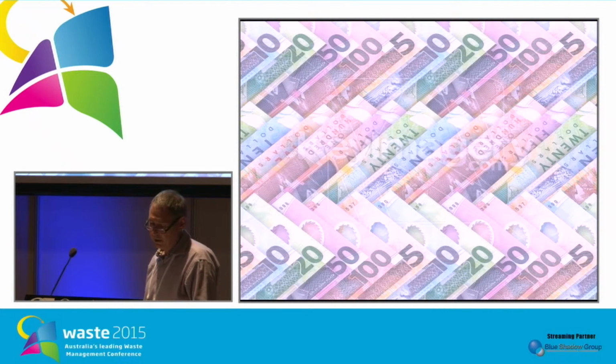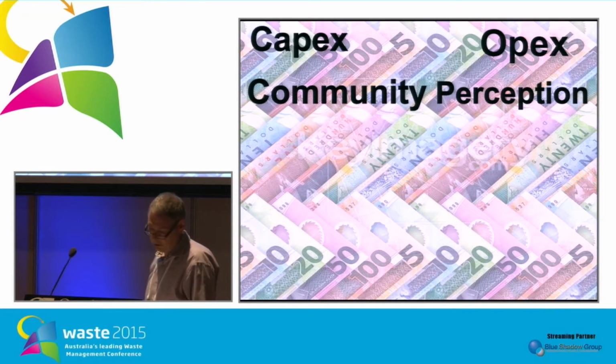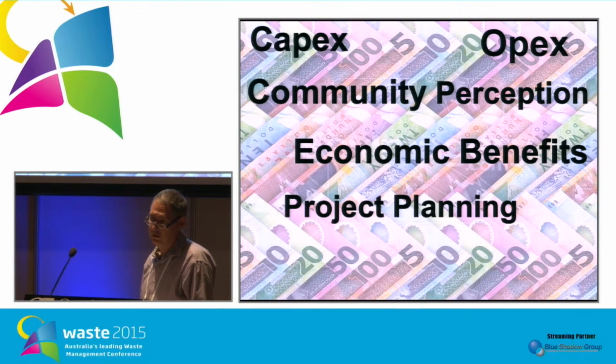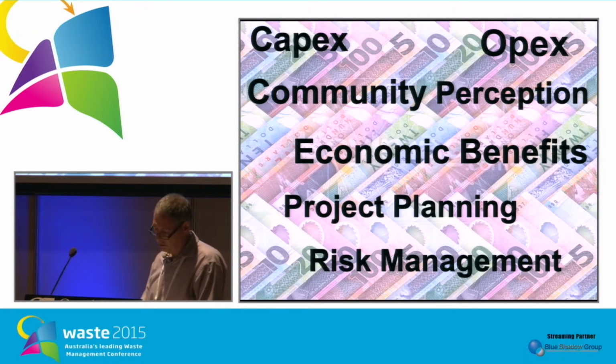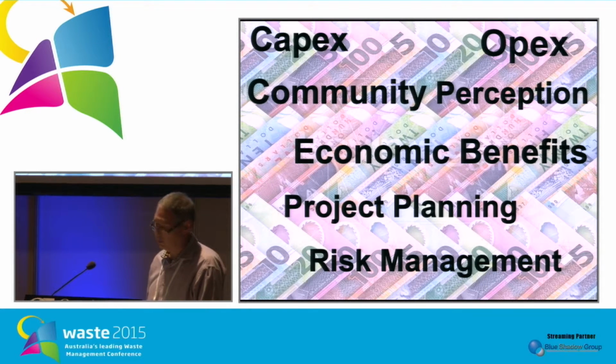So what needs to be considered when looking at an infrastructure project? There's a whole range of different things. There's obviously the financials, the capex, the opex. You've got supply and markets. You've got the community perception and economic benefits. Obviously, you need to do detailed project planning around the design, construction and operation phases of a project. It needs to be technically feasible and fit for purpose, and you need to look at staging the works to make it stack up. There's also the risk management aspects. You need to know about the what-ifs, often through scenario modelling.